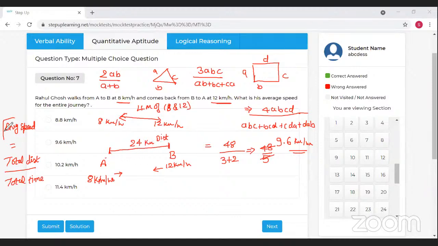So now I know that average speed is equal to total distance upon total time taken. How does LCM determine the distance, ma'am? Okay. What we are doing here is, see, the distance is constant. A to B, B to A, the distance is constant. So you take some good number which is divisible by 8 and 12. That's why we are taking the LCM of it. All right?